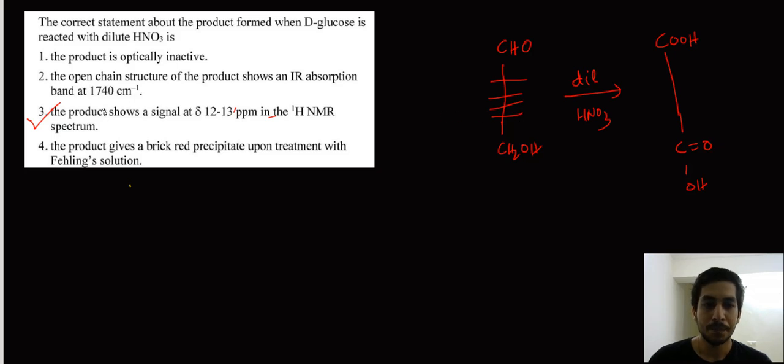Okay, then the last option says that the product gives a brick red precipitate upon treatment with Fehling solution, which is absolutely incorrect, because there has to be a presence of aldehyde for it to give the Fehling test, right? So there's no aldehyde present, because it has been oxidized to a carboxylic acid. So this is also incorrect.